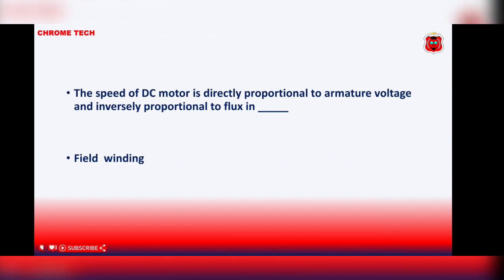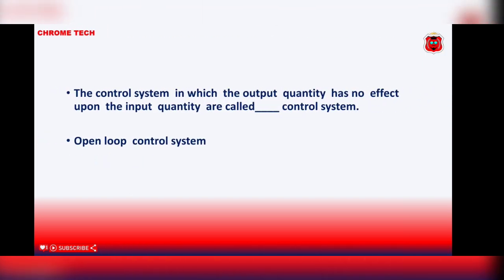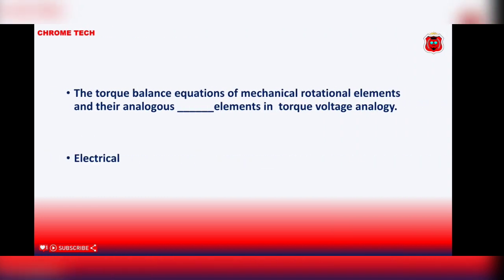Next question. The speed of a DC motor is directly proportional to the armature voltage and inversely proportional to flux in dash. Field winding is the correct answer. The control system in which the output quantity has no effect upon the input quantity is called open loop control system. Next question. The torque balance equations of mechanical rotational elements and their analogies. Dash element in torque voltage analogy. Electrical.